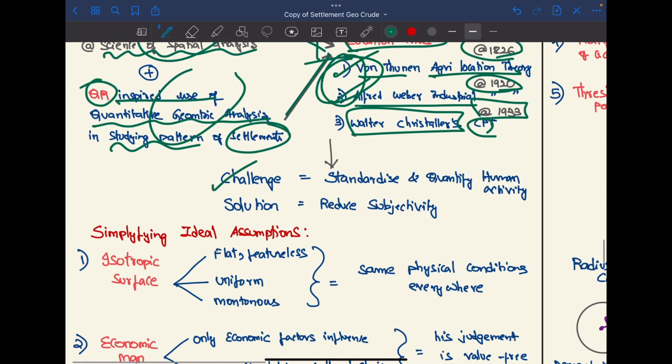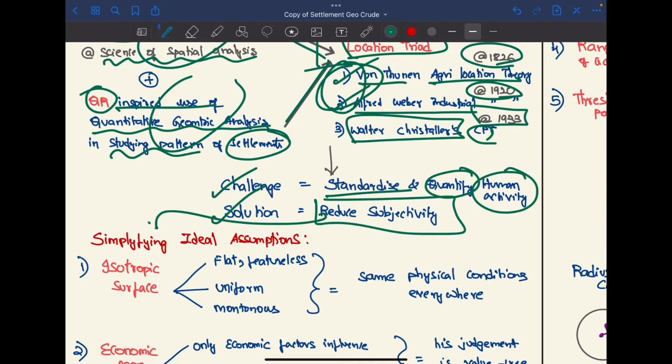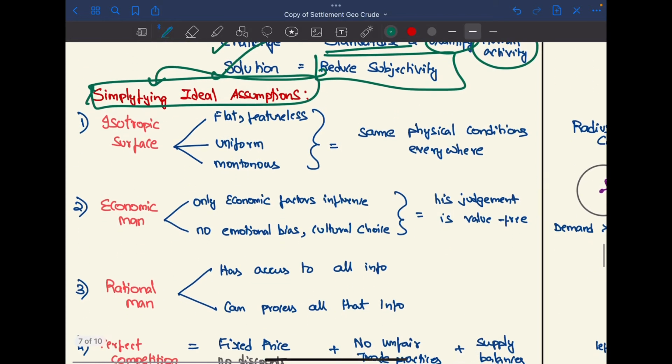So what are the challenges? The main challenge of these location theories is how to standardize and quantify human activity. The solution offered by them is to reduce subjectivity by using simplifying ideal assumptions. So let's see these assumptions.